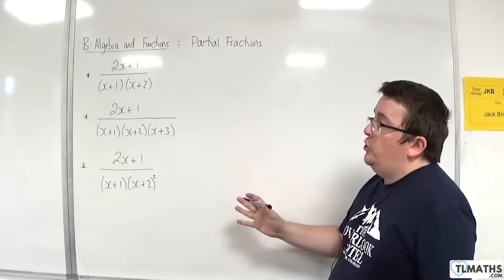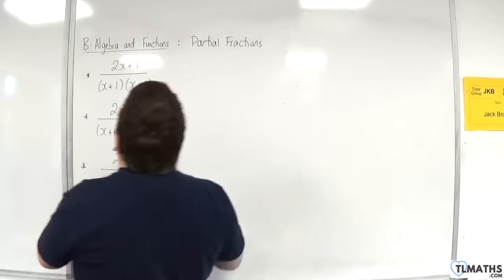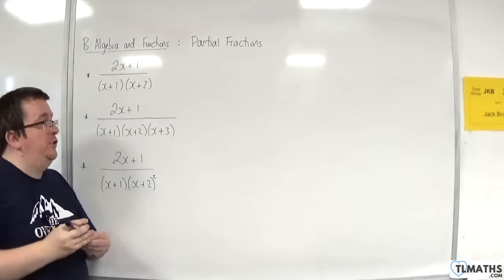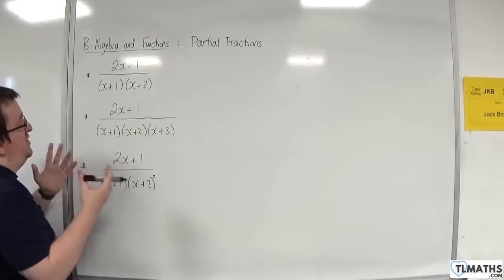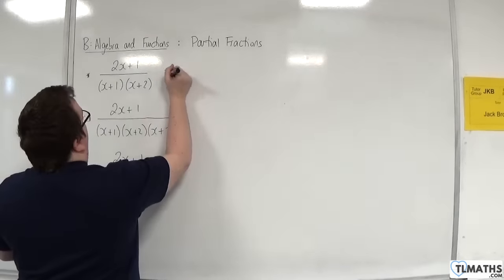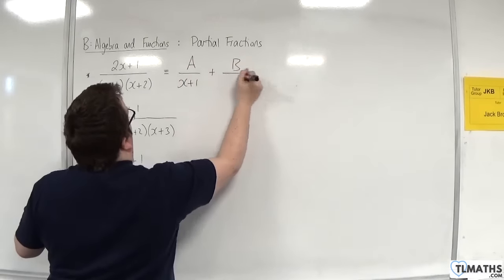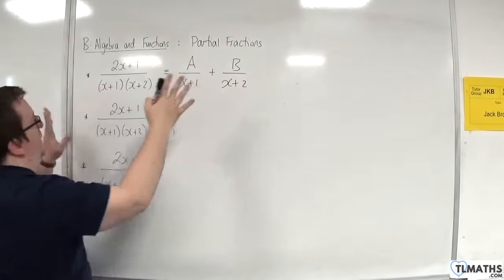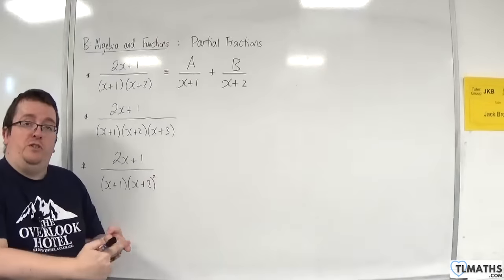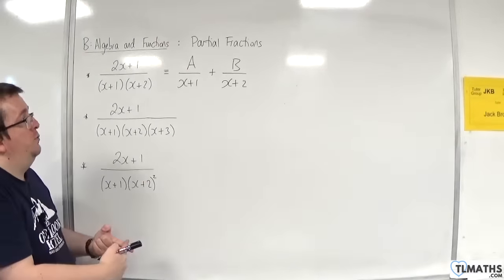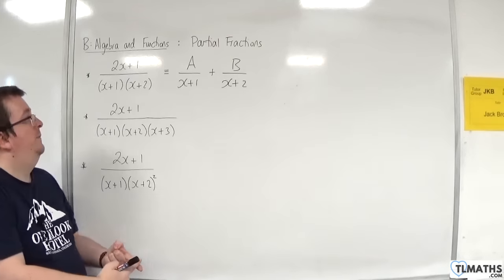Now with partial fractions, these are the three forms that you need to be able to deal with. So, quite often this is used for integration purposes, but you might just be asked to do this as a standalone question. So you should recognise that that could be written as a over x plus 1 plus b over x plus 2. Then multiply through by the denominator, and then you've got a choice of using substitution, which is the way that I do it, substituting numbers in to work out the values of a and b, or you can use comparing coefficients.